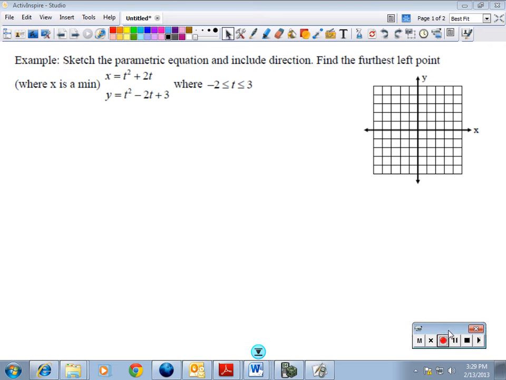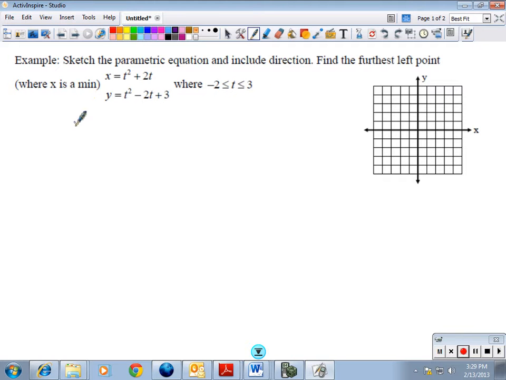Okay, parametrics. Page 3, example 1. It says sketch the parametric equation and include direction. Find the furthest left point where x is a min of x equals t squared plus 2t and y equals t squared minus t plus 2t plus 3, where negative 2 is less than or equal to t is less than or equal to 3.